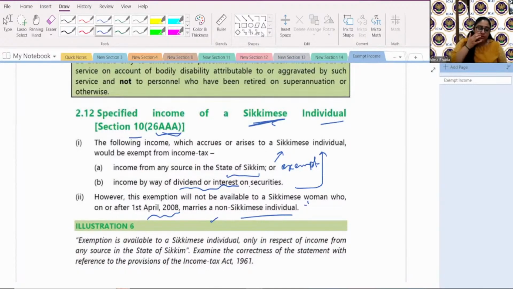See, people, these exemptions came in to enhance the quality of life for the people who are there in these areas. So that's why Sikkimese people were given such benefits. If a man marries a non-Sikkimese person, he will continue to be a Sikkimese individual and get the benefit.